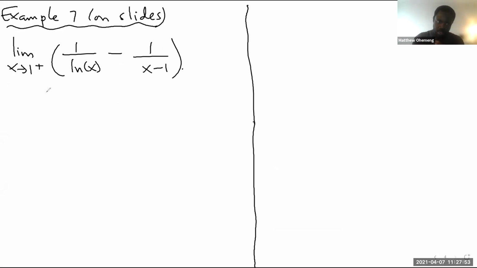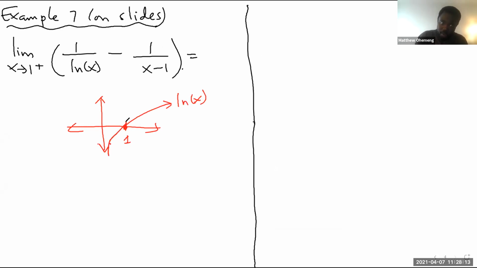So I see 1 over ln of x. What is that limit going to approach? For ln of x, it's always a good idea to see the graph, right? So for ln of x, it touches 1 here, and then it goes like so. And then it goes down, approaching negative infinity as you approach 0. Okay, so now, this one is 1 over ln of x.